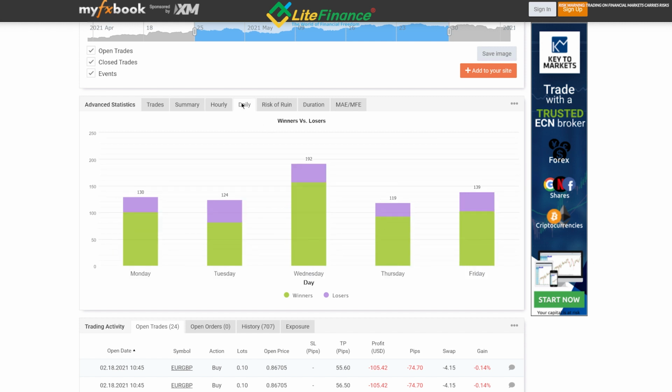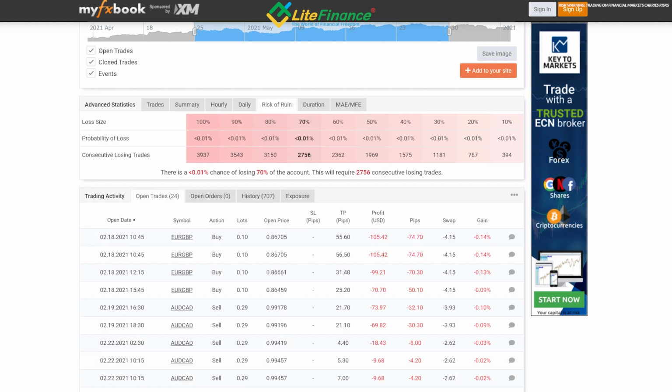So next, let's go for the days, and it divides the stats for particular days during the week, as we see that the most winning trades and most trades overall were done on Wednesday. And next is the risk of ruin, which is another unusual tab which I recommend to skip, as there are many unclear points about it. It shows the risk of losing a particular part of the deposit and the number of trades that should be consecutively entered so that part of the deposit will be lost.